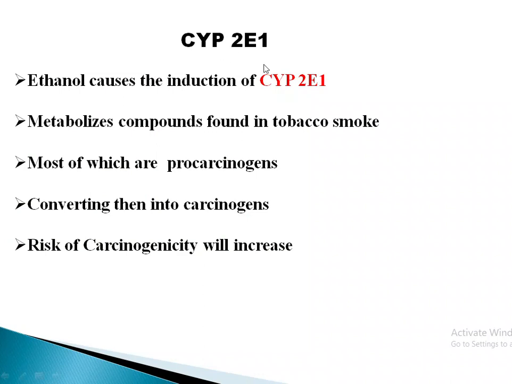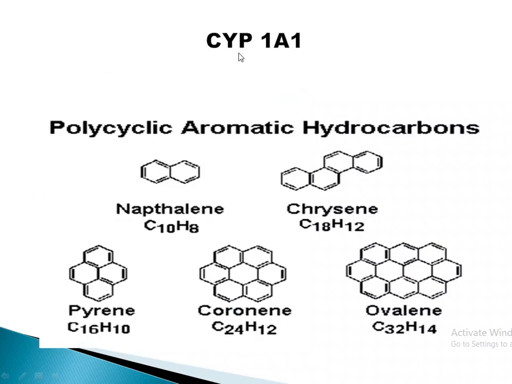The level of cytochrome P450 2E1 is induced due to the consumption of ethanol. And this CYP2E1 is known to metabolize compounds which are found in tobacco smoke. Most of those compounds are procarcinogens. So what it's doing is converting procarcinogens into carcinogens. Therefore, the use of ethanol, which causes the induction of CYP2E1, will increase the risk of carcinogenicity. CYP1A1 is actively involved in the metabolism of polycyclic aromatic hydrocarbons, converting them into potential carcinogens.